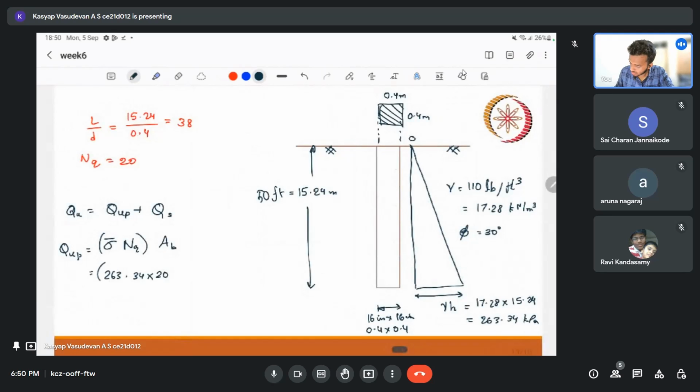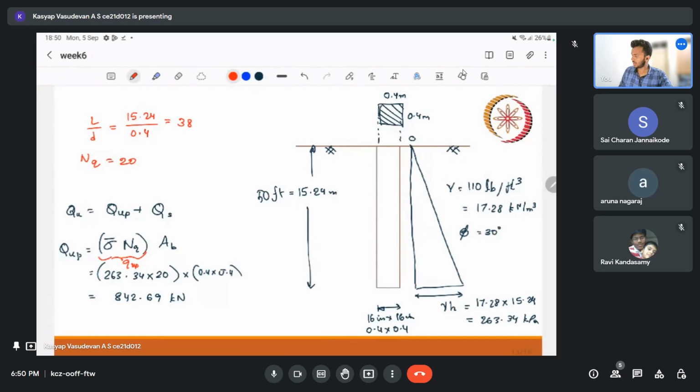So NQ is 20. AB of the bearing will be, since it is square, our area is nothing but 0.4 into 0.4, right? So this turns out to be 842.6. We get this in kilonewton because this particular term is nothing but QUP, right? So that is kPa, kilonewton per meter square, and here we have meter square. So our answer will be in kilonewton.